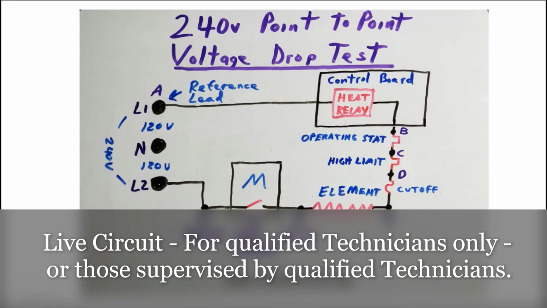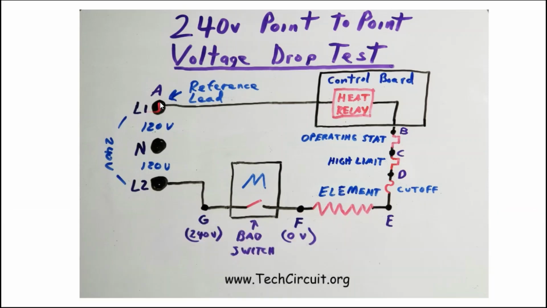Now this is a live voltage test, so this is for either qualified technicians or technicians under the supervision of a qualified technician. You're going to start your dryer in heat mode. You're going to take the other lead, the one that is not connected to this terminal block, and you're going to go to point B, and you're going to measure the voltage there.